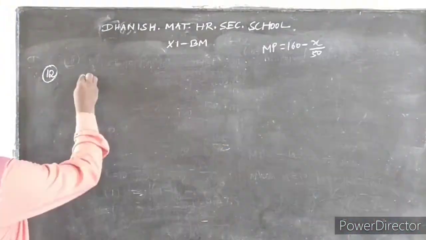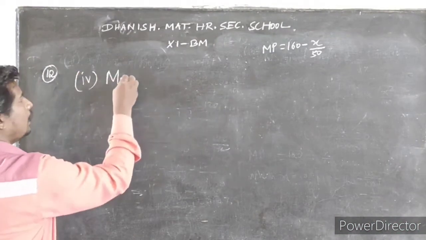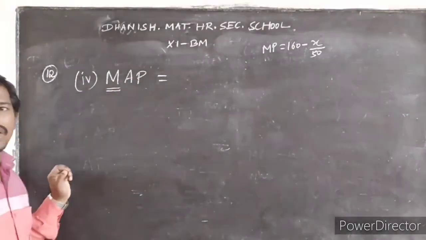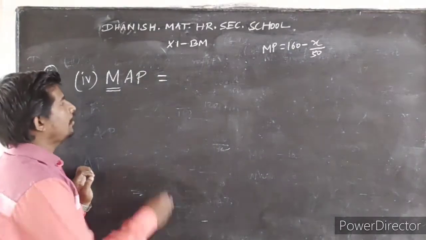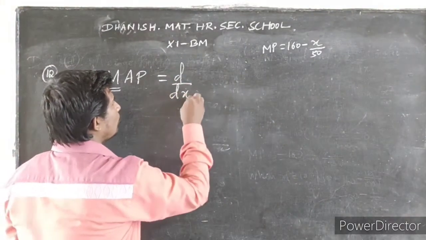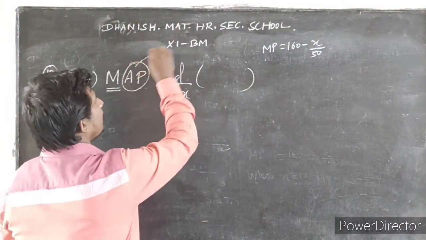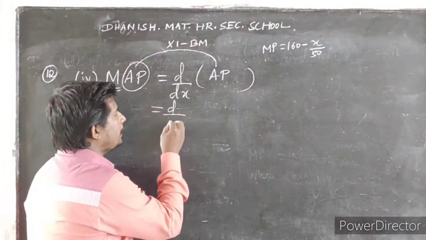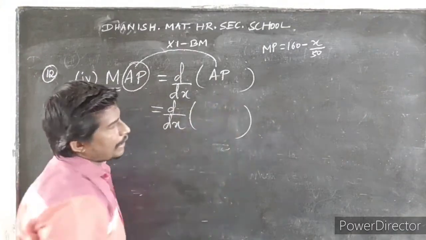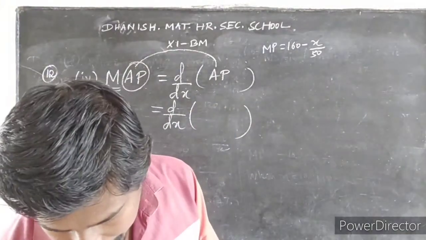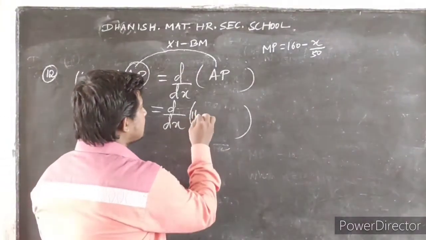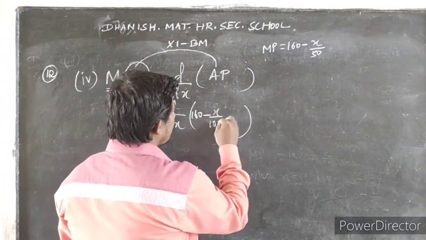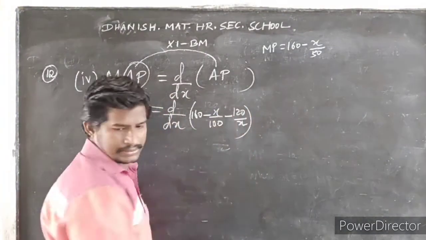Now we are going to find the fourth one. Marginal average profit equal to, if you want to find the marginal, we should differentiate the remaining. So d by dx into, here we are having the remaining as average profit. Now this is equal to d by dx into, what's our average profit? Our average profit is 160 minus x by 100 minus 120 by x.